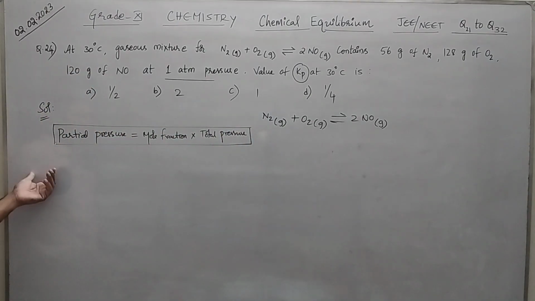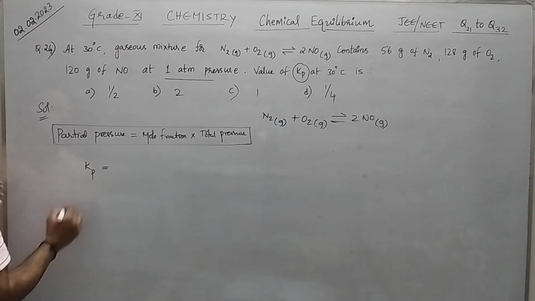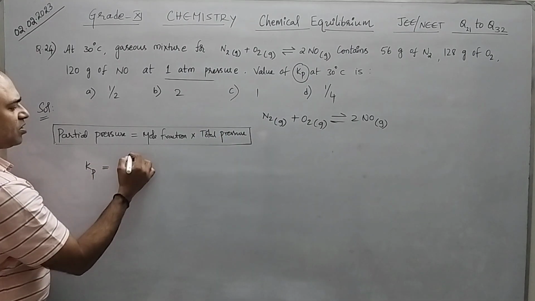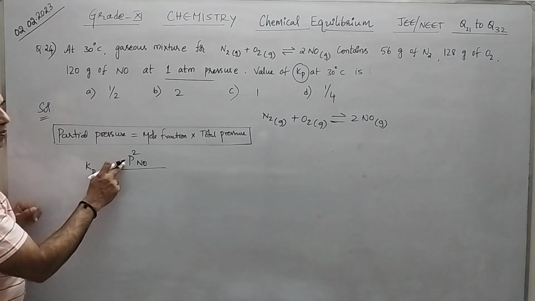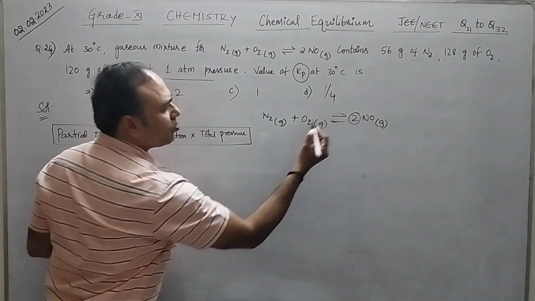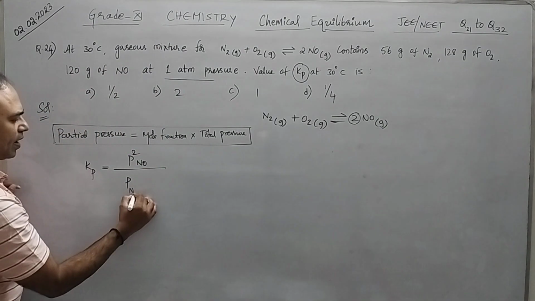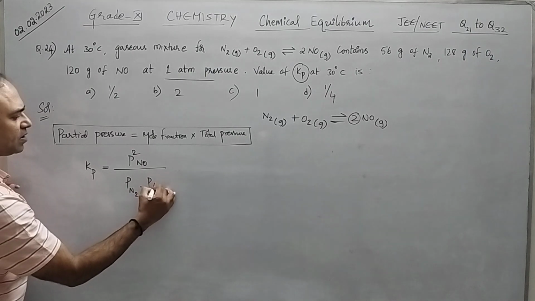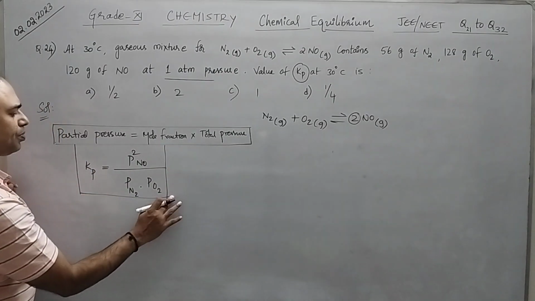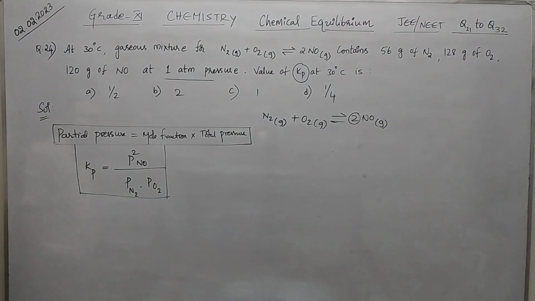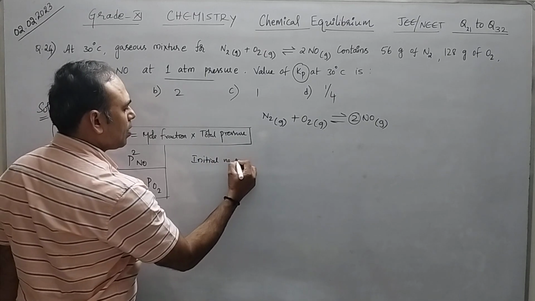Why do you need to calculate partial pressure? Because you know the value Kp is equal to partial pressure of products divided by, I wrote P square because the coefficient is 2, partial pressure of N2 gas into partial pressure of O2 gas. So you have these two formulae.